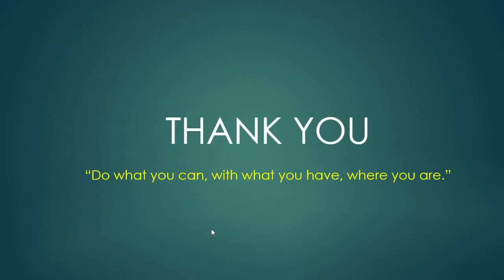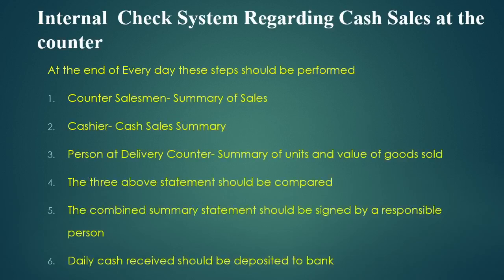So I hope you enjoyed the video and you are able to recall the internal check system for cash transactions at the counter. The activity of one person, the salesman, is cross-verified by the responsible person, cross-verified by the cashier, and at the end cross-verified by the person at the delivery counter. So this type of cross-verification system is called the internal check system.